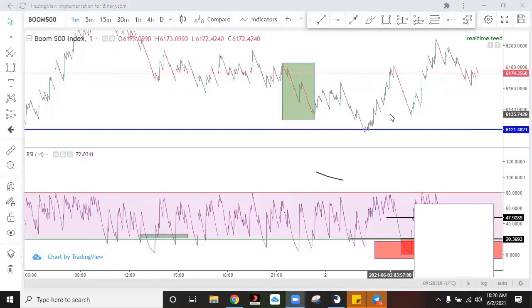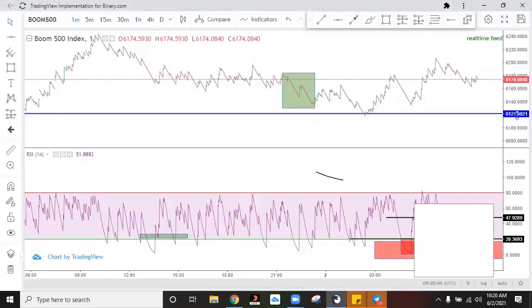So if you see that price has gotten to support in 5 minute time frame, and your indicator also is telling you, okay, price is also at oversold, trader, confidently place your buy.